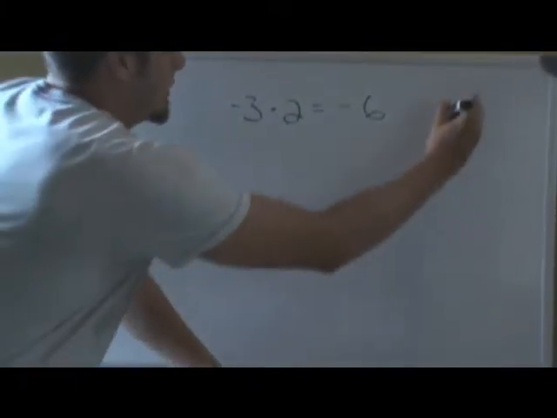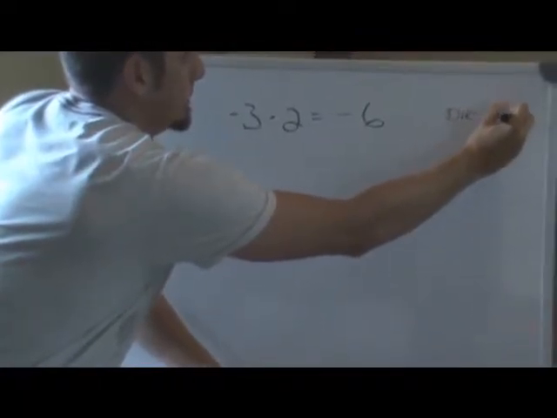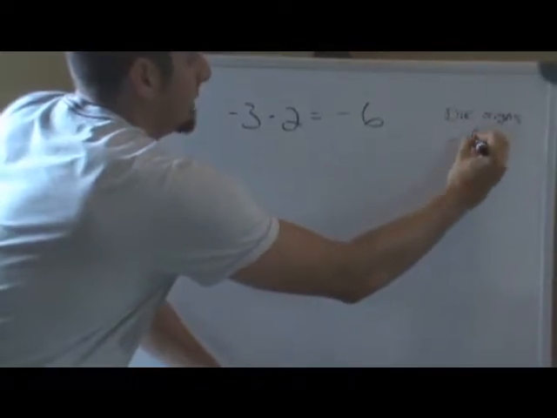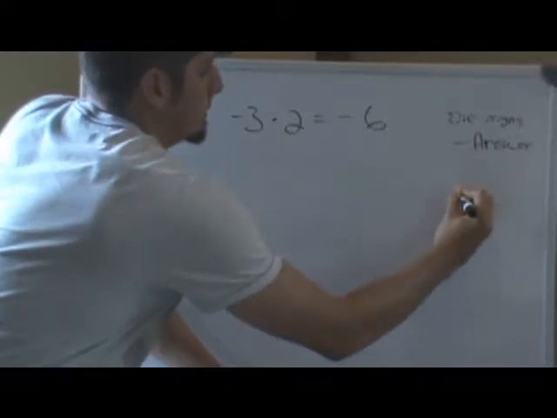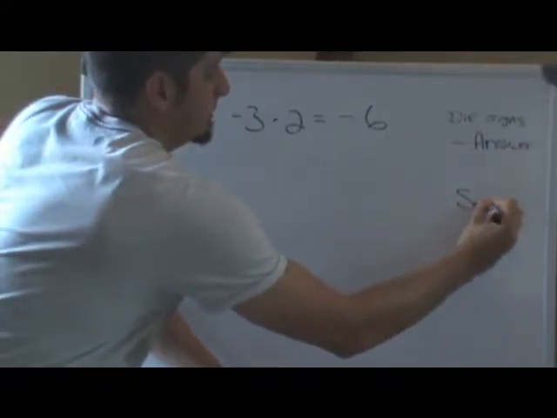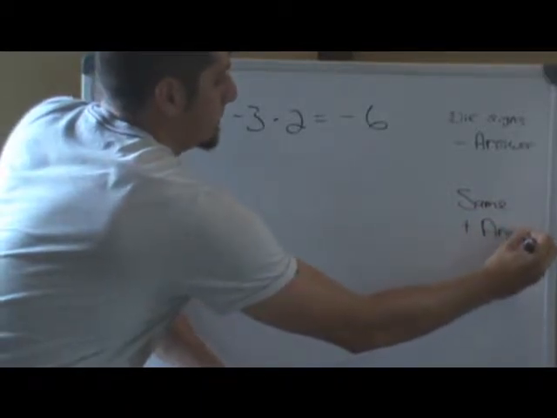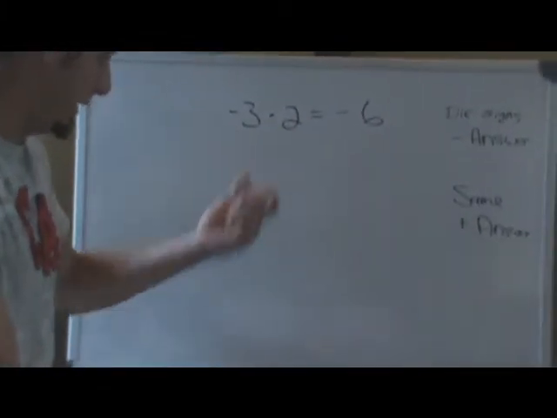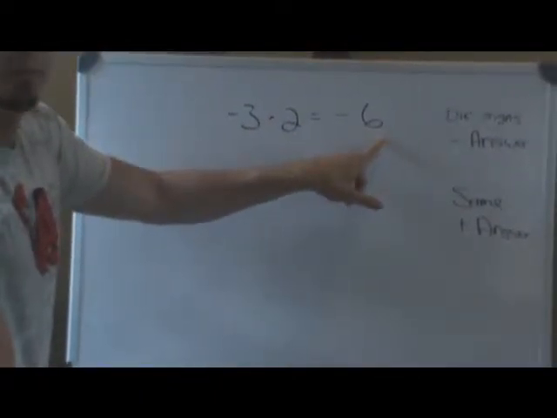The rules essentially are: different signs, and you get a negative answer. Same signs, you get a positive answer. So for example, negative 3 times positive 2, those are different signs, gets you a negative answer. 3 times 2 is still 6.